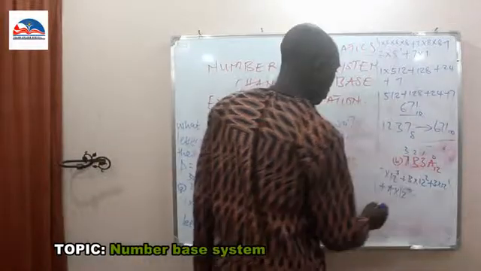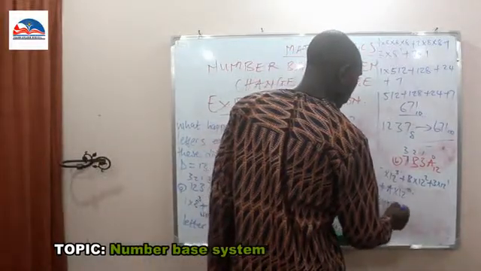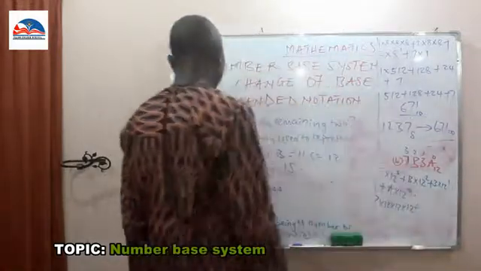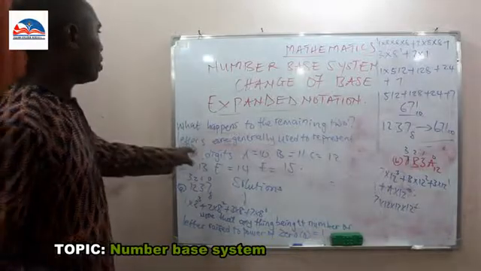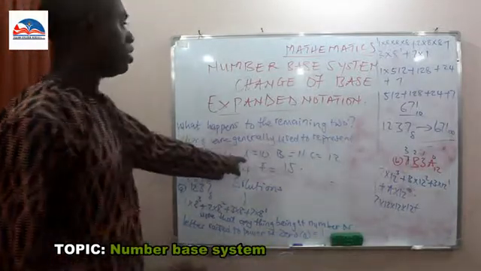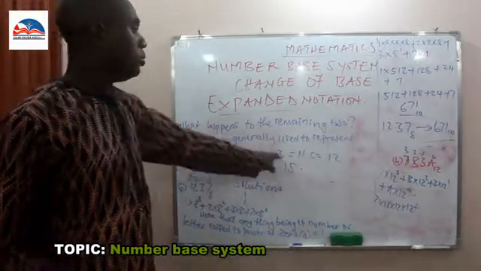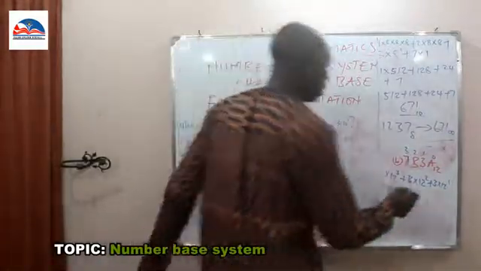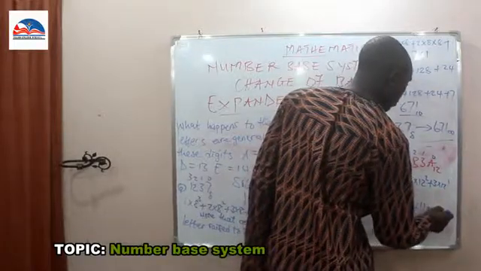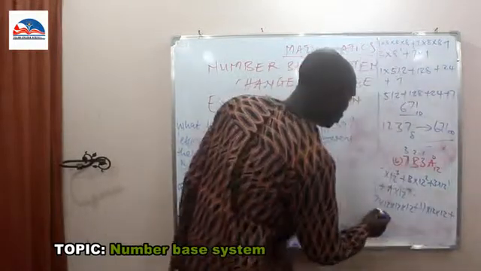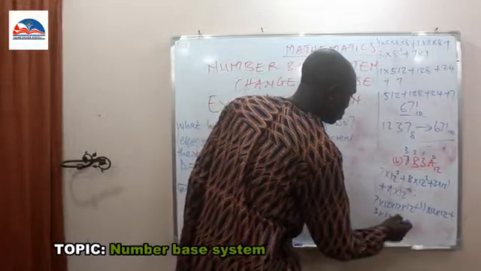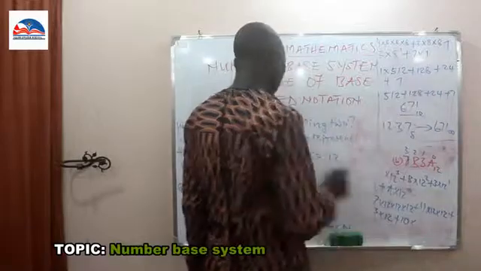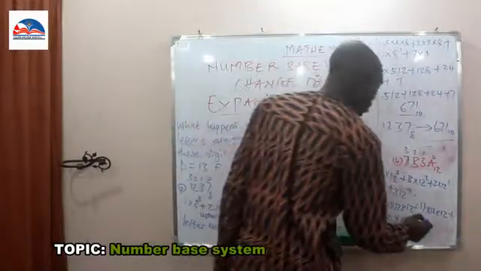Now 7 times 12 times 12 times 12, that is what it means, raised to the power 3, plus, note, B. Just like we have said earlier, according to those digits, A represents 10, B is 11. So we can just represent that B with 11. So here will just be 11 times 12 times 12, plus 3 times 12, plus A, which is given to be 10, times 12 raised to the power 0. We said earlier that anything raised to the power 0 is 1.